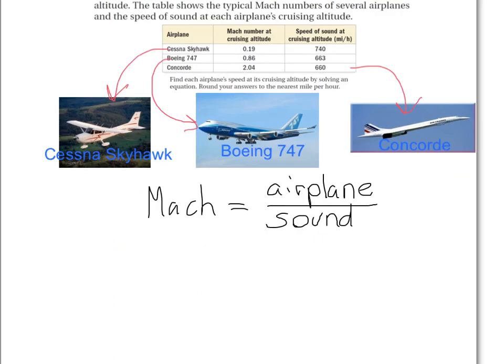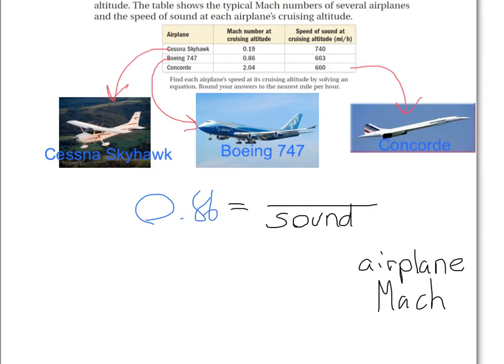Notice that the Boeing, its Mach number at cruising altitude is 0.86. Speed of sound at cruising altitude is 663 miles per hour. All right, so that's pretty fast as well. Well, let's do something very similar. We can get rid of Mach, and this time instead of using 0.19, we notice that for the Boeing it's 0.86. The airplane's speed, well, we know that. Or do we? No, we don't know that. That's what we're solving for again. Remember, that's what the question is asking. Find the airplane's speed at its cruising altitude.